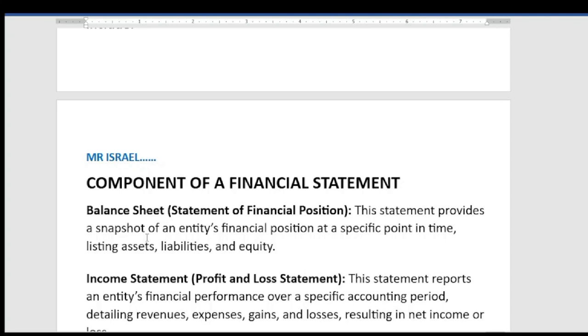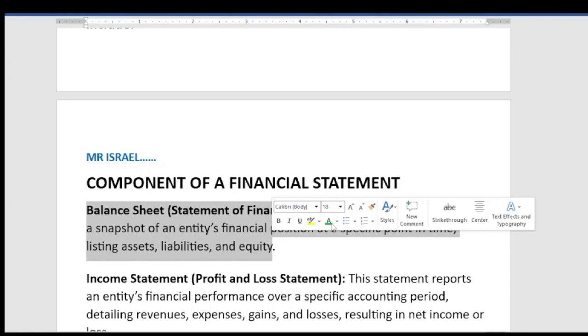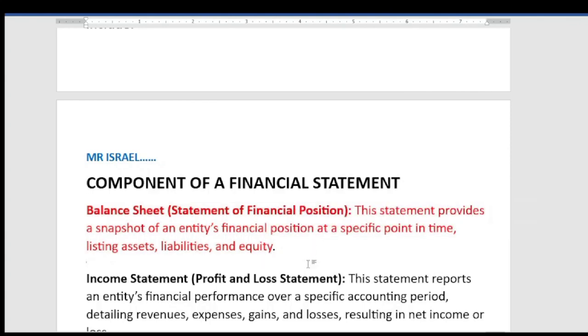Now, one, statement of financial position. Let me highlight it so that you know where we are. It is essential we know that. Initially we called it balance sheet, but now it is called statement of financial position. I deliberately put it so that you will all know. This statement provides a snapshot of an entity's financial position at a specific point in time, listing assets, liabilities, and equity. These are the elements we mentioned above.